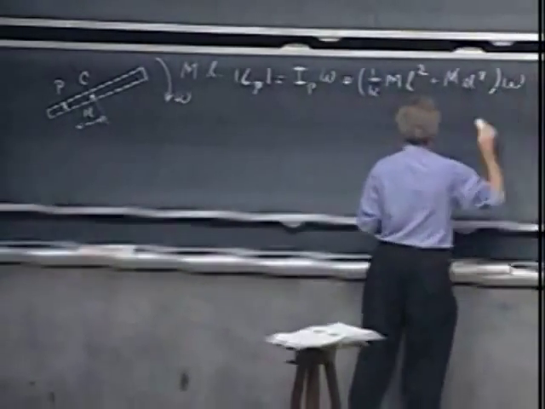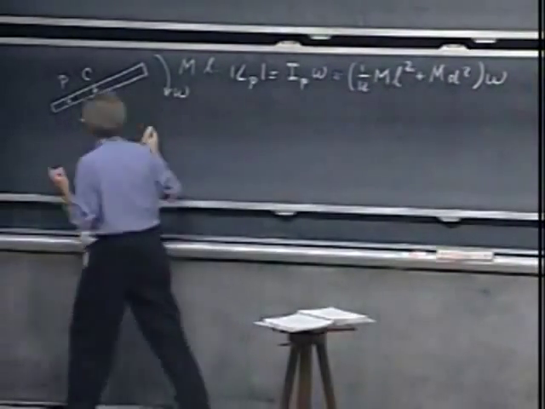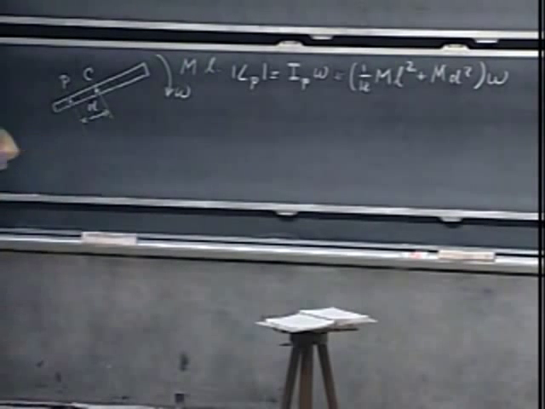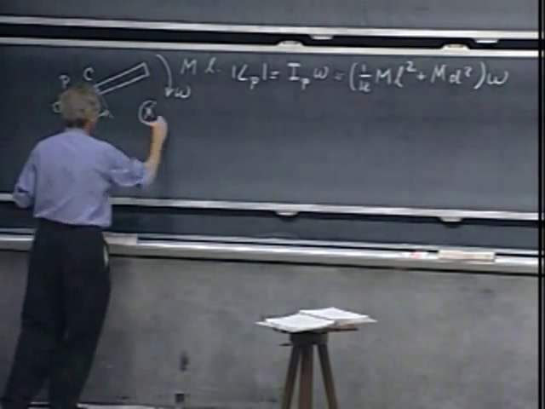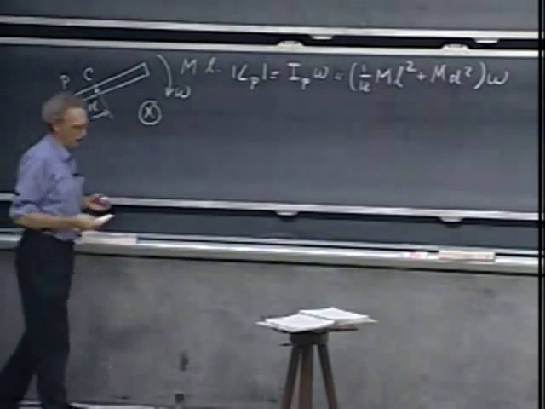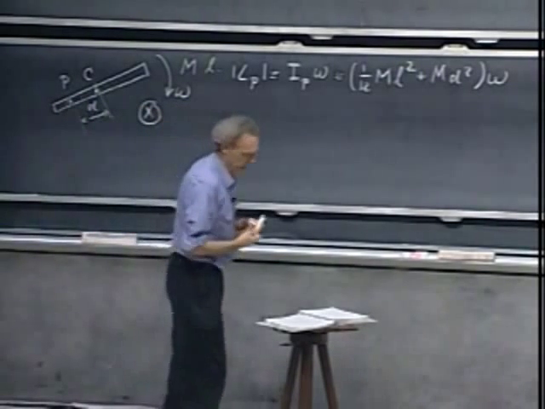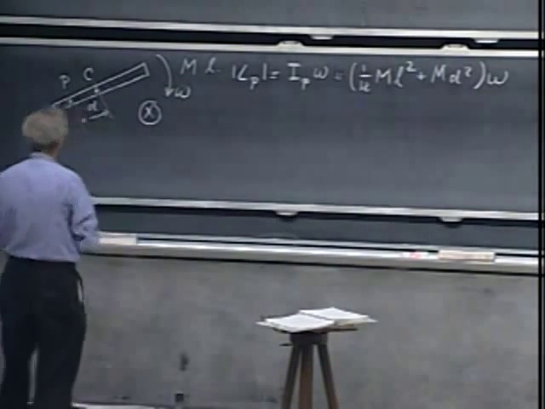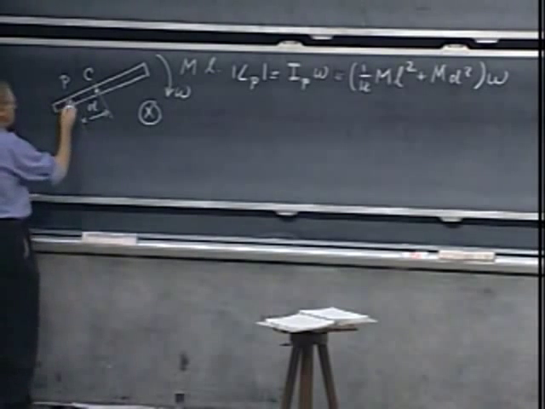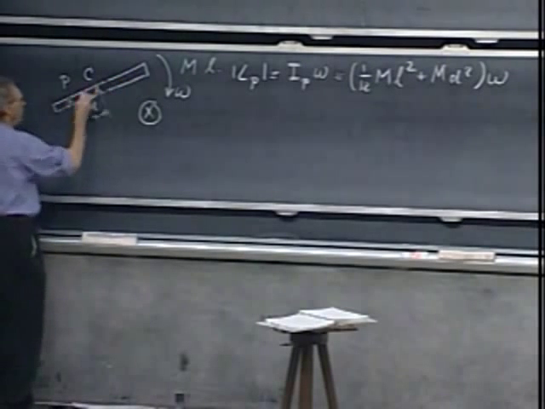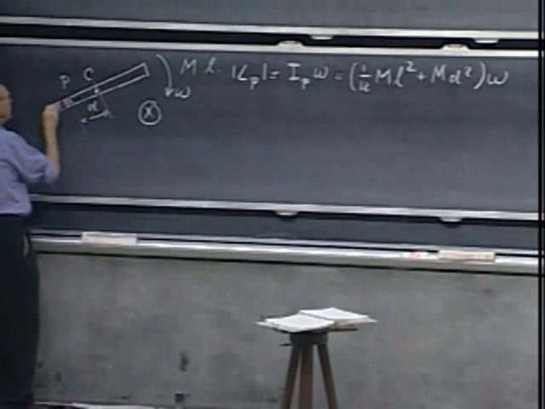times omega. I'm not interested in the direction of L because that's immediately obvious. If it's rotating clockwise, then the direction of the angular momentum would be perpendicular to the blackboard and into the blackboard. I claim that at this point P, there must be a force acting on this ruler, and the force is in this direction.